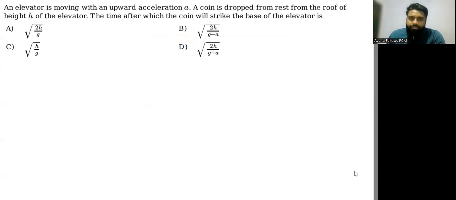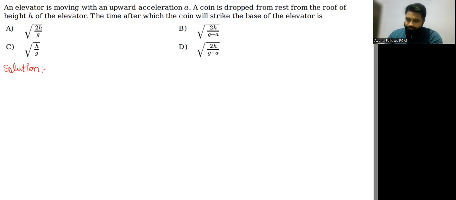So the very first question is this. In this question, given that an elevator is moving with an upward acceleration, a coin is dropped from rest from the roof, at a height h, of the elevator. The time after which the coin will strike the base of the elevator is... Let me just see the solution.